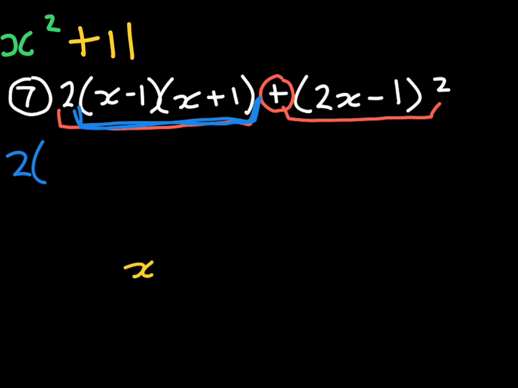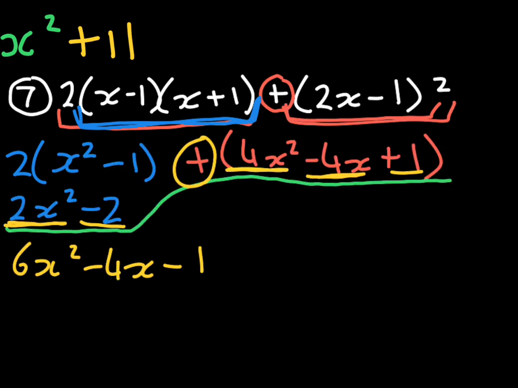And lastly, we can have a look at our constants. We've got a minus 2 plus a 1, so this becomes minus 2 plus 1, and that is just minus 1. And that is your final answer for question 7.